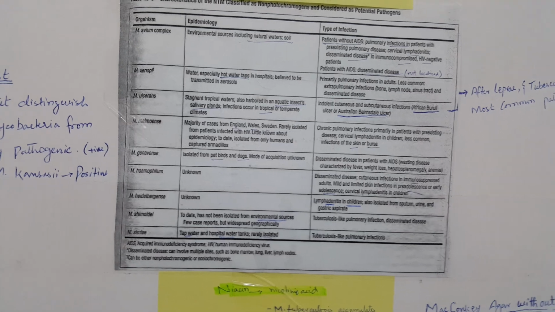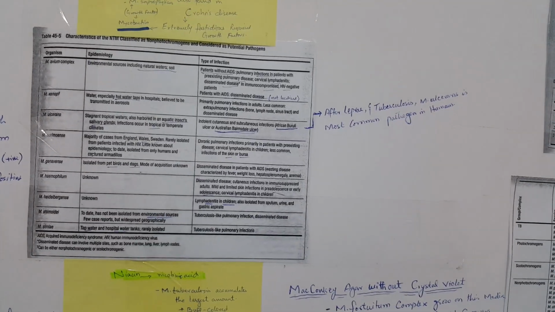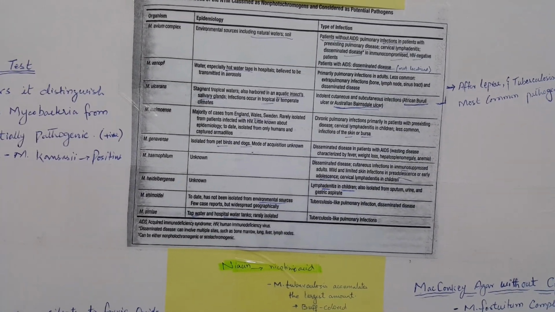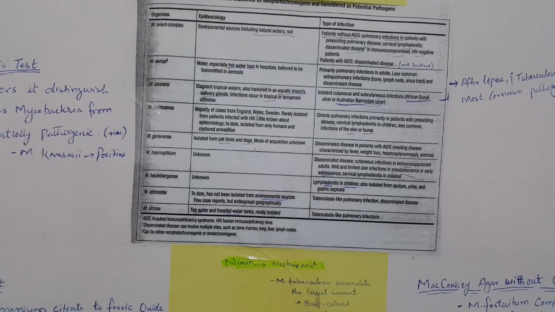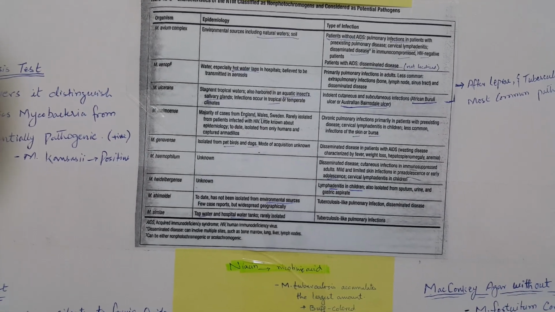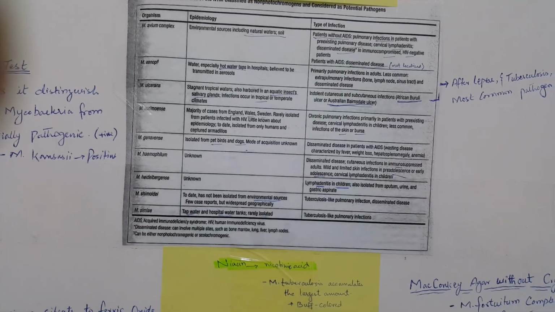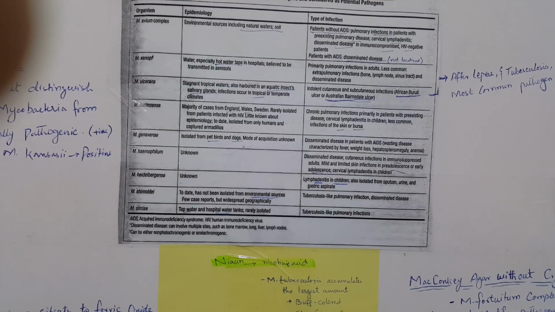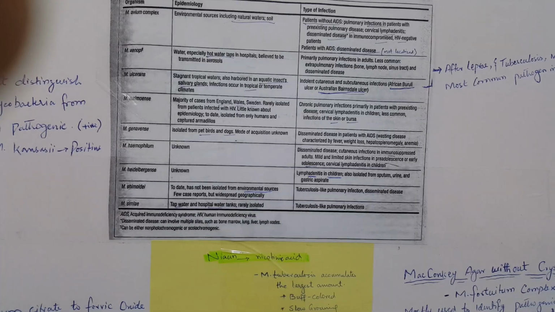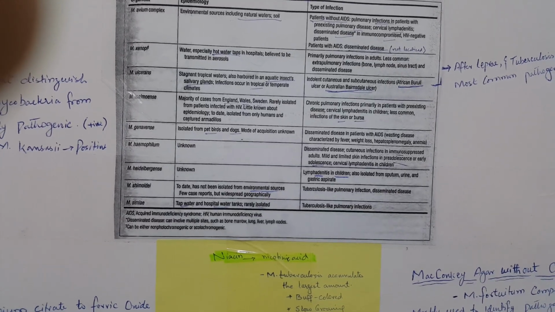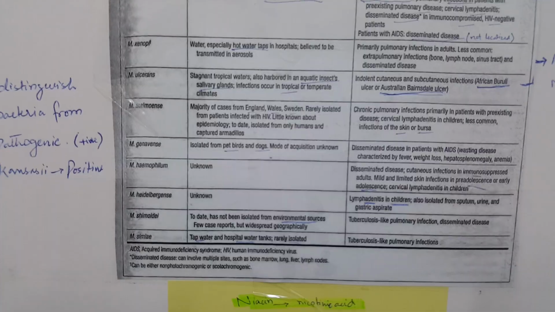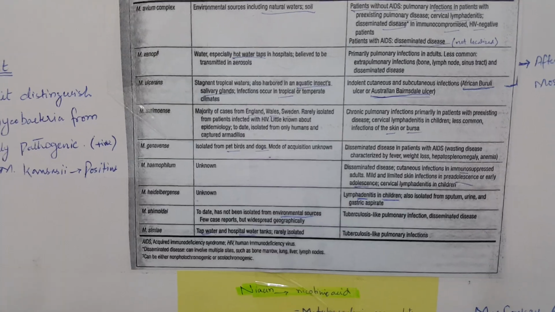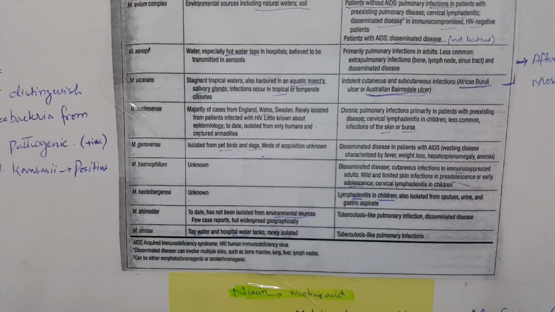M. ulcerans. After M. leprae and M. tuberculosis, M. ulcerans is the most common pathogen in humans. M. ulcerans is found harbored in aquatic insects' salivary glands, and infection occurs in tropical and temperate climates, like indolent cutaneous and subcutaneous infection. In Africa, it is called Buruli ulcer, and in Australia, it is called Bairnsdale ulcer. M. ulcerans is typically an infection of the skin.